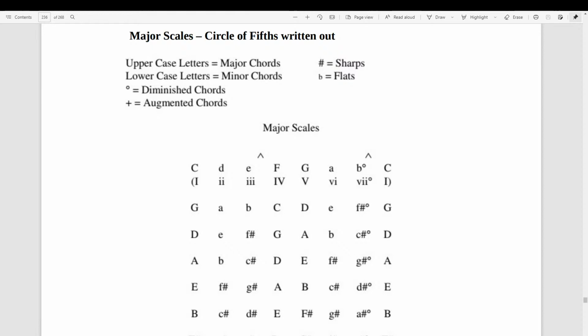Now if we go down to the next line, we see D, G, and A. Right, now let's go down to A, D, and E. One more line, E, A, and B.